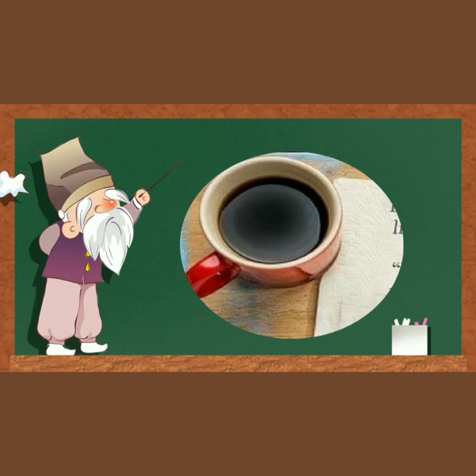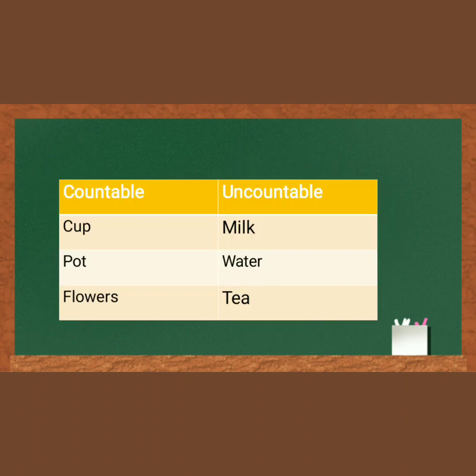And now here is a cup of tea. We can count the cup and the saucer, but what about tea? A tea is an uncountable noun. Here I have made a table for you of countable and uncountable nouns.